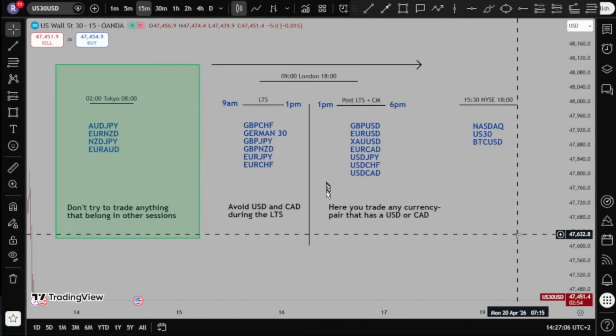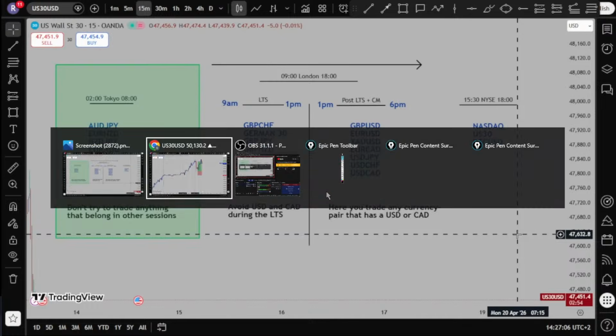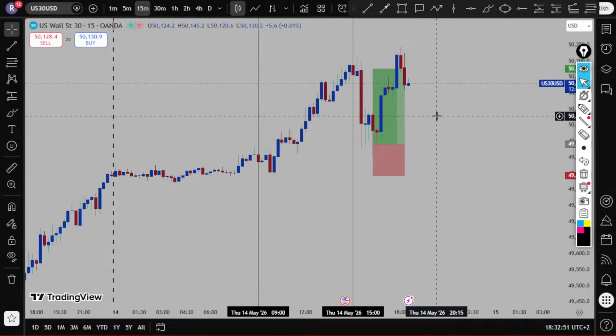So now I want us to talk about currency pairs and spot metals.